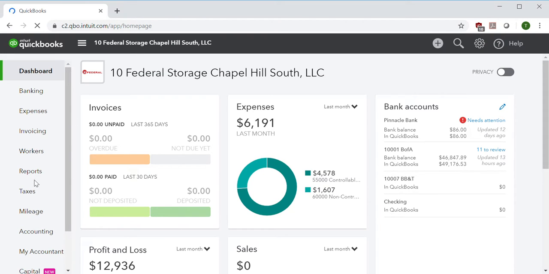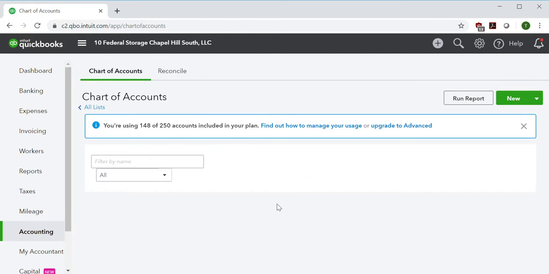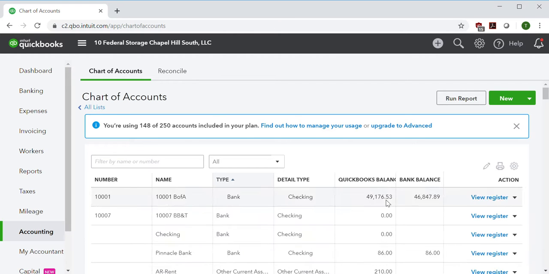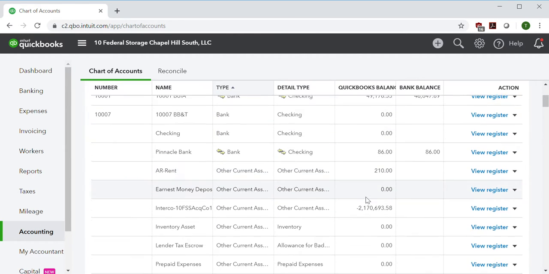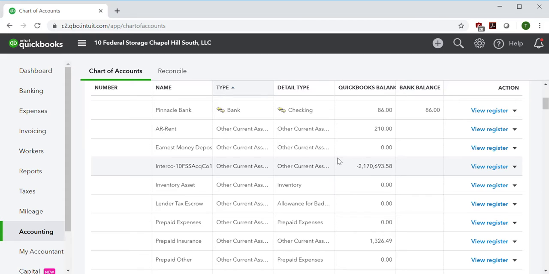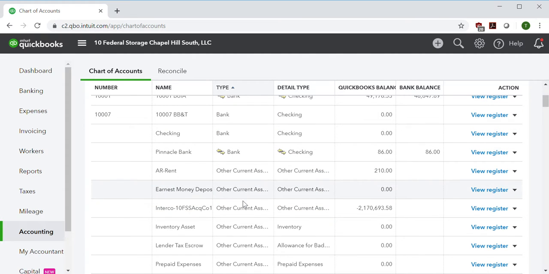We'll start back on the chart of accounts here, and that's accounting. Chart of accounts. And this one will look much better.